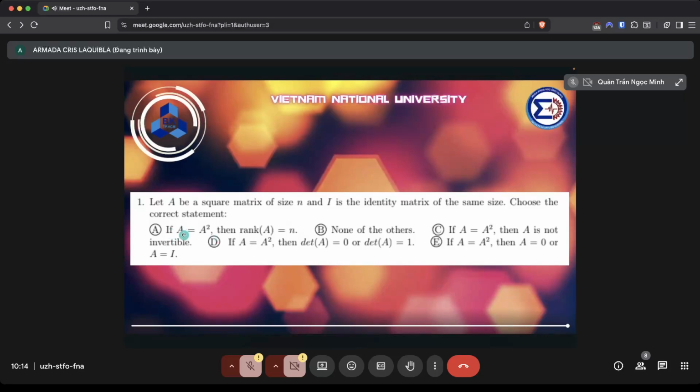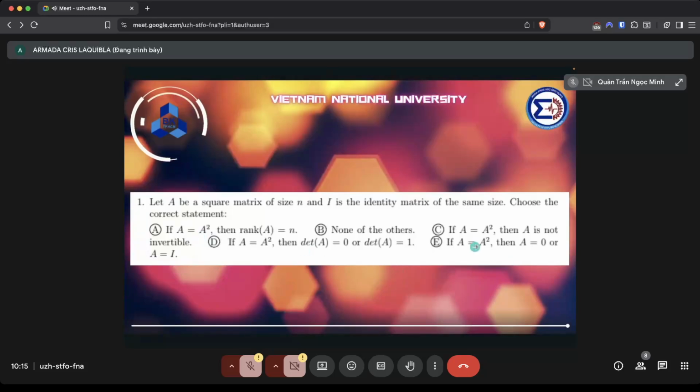Also, if your A is the identity matrix, when you square it, it's also the identity matrix, right? Ah, yeah, sorry, we cannot use that because the rank of the identity matrix is n. So when you square that, the rank of A is n. So that's an example that will show this statement as true.